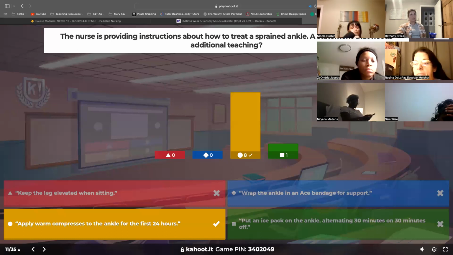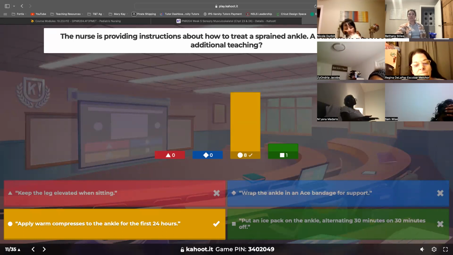So we're looking for the incorrect statement about treating a sprained ankle. And that's going to be warm compresses. We use ice to treat a sprain. So rest, ice, compression, elevation.